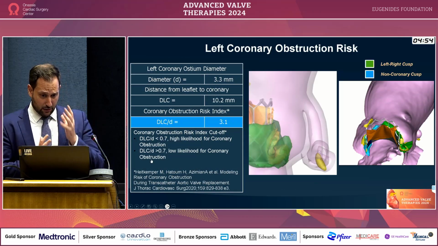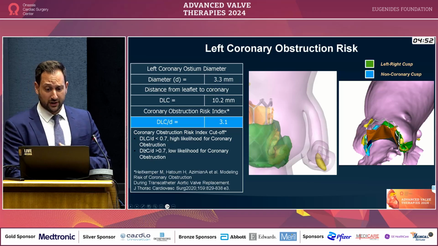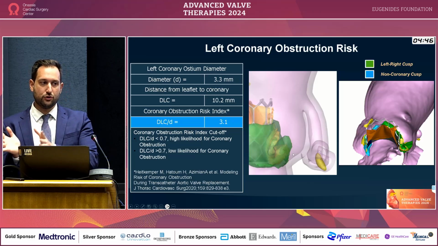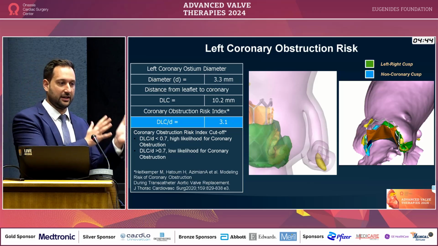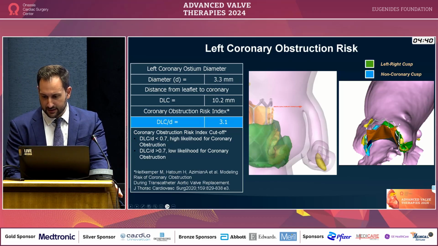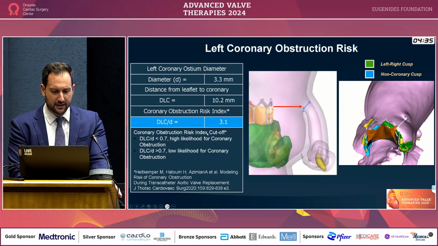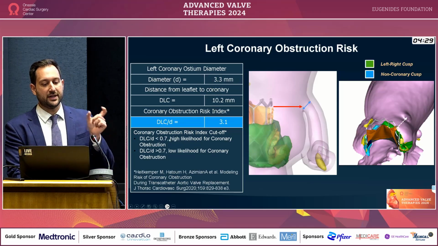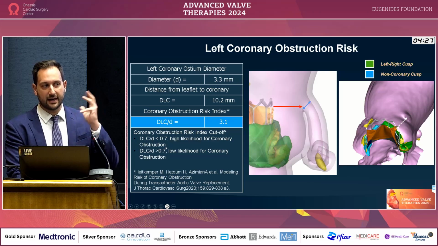So this is now the left coronary obstruction. You can clearly see that there is enough distance from the left coronary, because also the valve is getting pushed from the calcified raphe a little bit towards the other side. And you can see here there's adequate distance as well. And this is an index we calculate based on the diameter of the ostium and the distance. If this ratio is less than 0.7, then there is high likelihood for coronary obstruction.